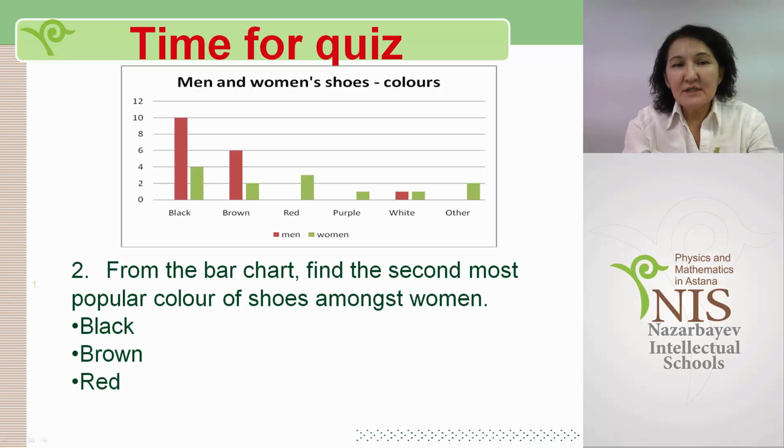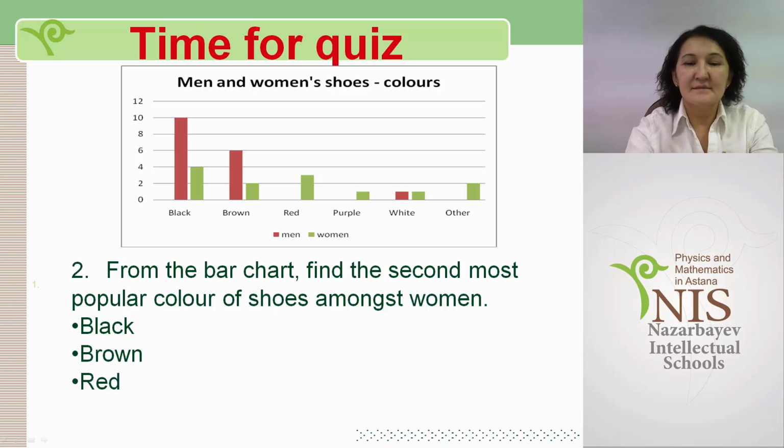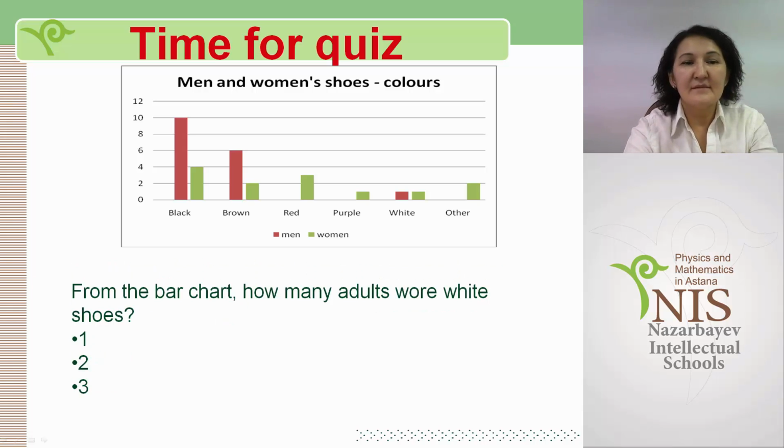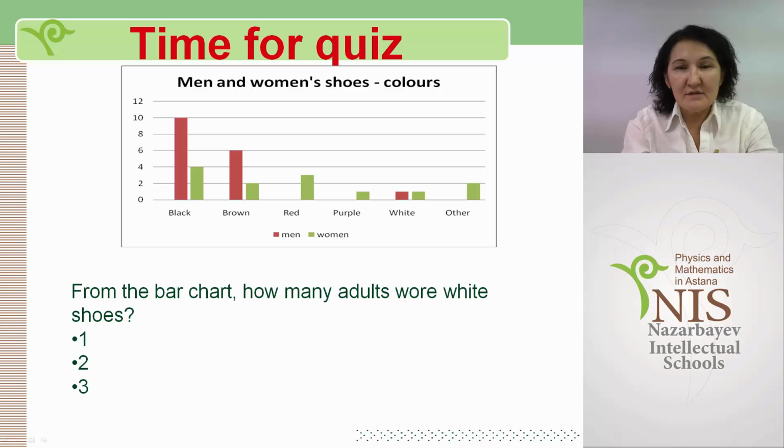The second question is, from the same bar chart, find the second most popular color of shoes amongst women. Black, brown or red? From the same bar chart, please determine how many adults wore white shoes. 1, 2 or 3?